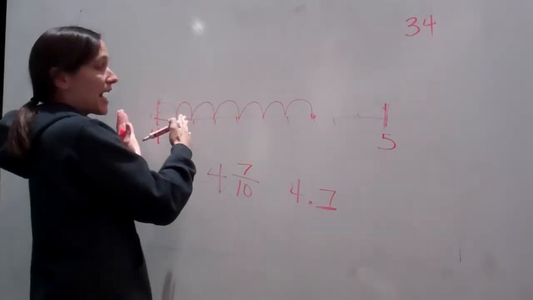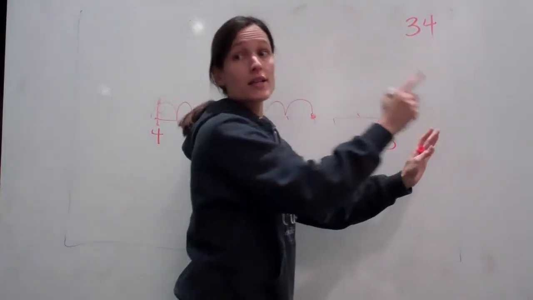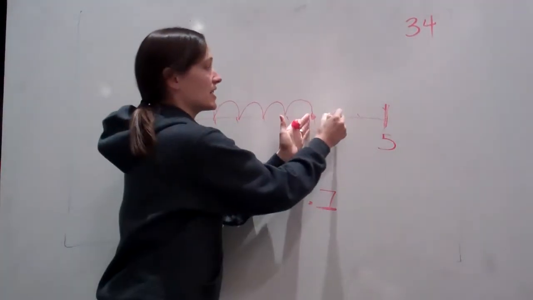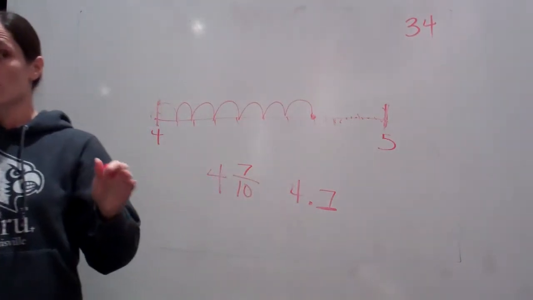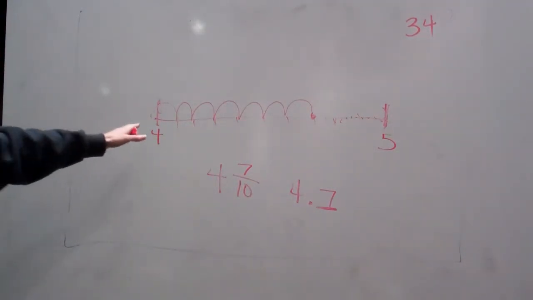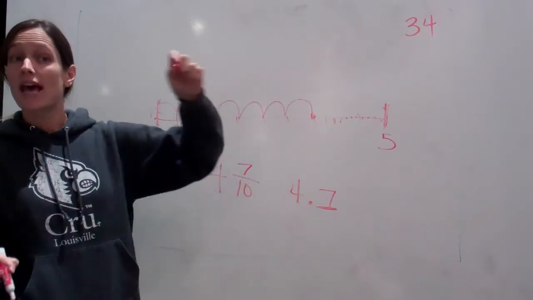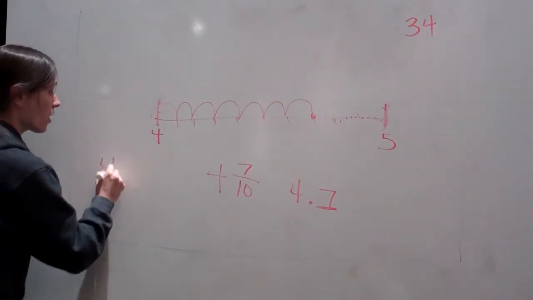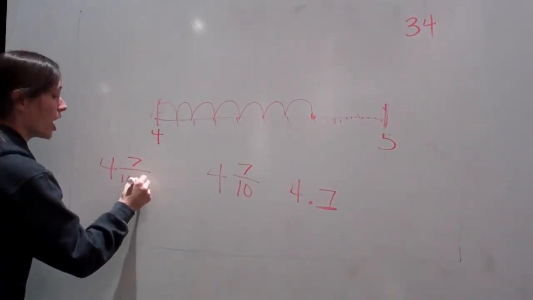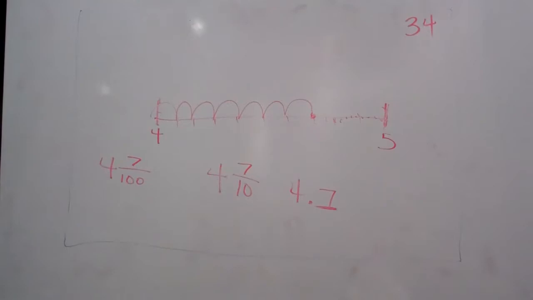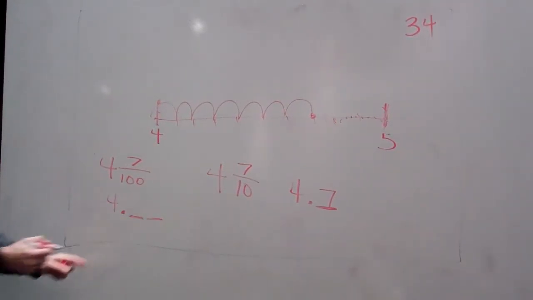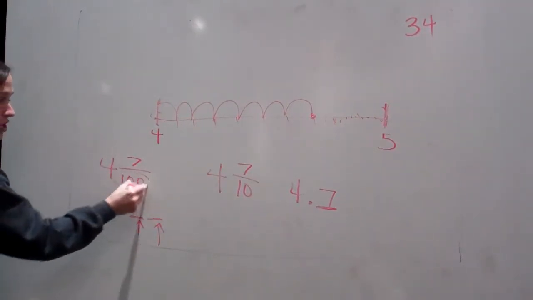Now, let's say this was 100. Now stay with me on this one. I'm not going to draw these ticks here. Let's say this continued all the way to 100. What would it be? 7 over 100. Now watch this. 4 and 7 over 100. What does that look like as a decimal number? 4.07. Point, and I had 2 of them because tenths, hundredths, which is what we've got.